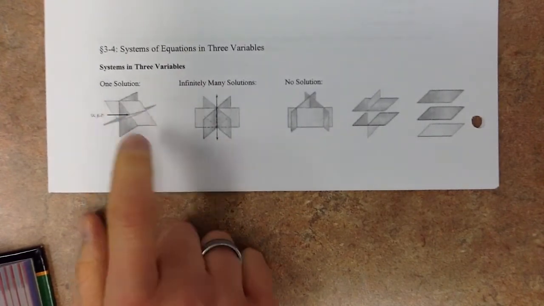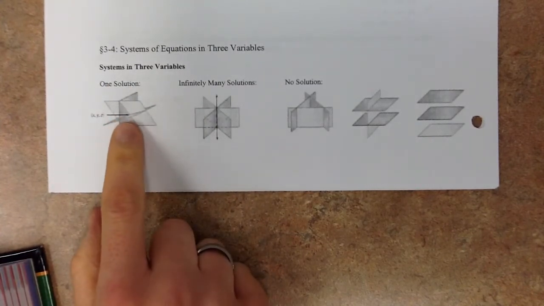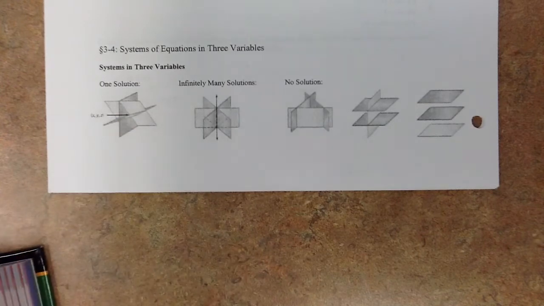We've got these 3 planes going in different directions, but all 3 of the planes meet at this one point. X, Y, Z. This is called an ordered triple rather than an ordered pair because now we have a Z. Or we've got this option of infinitely many solutions. That happens when all of the planes intersect in a line.